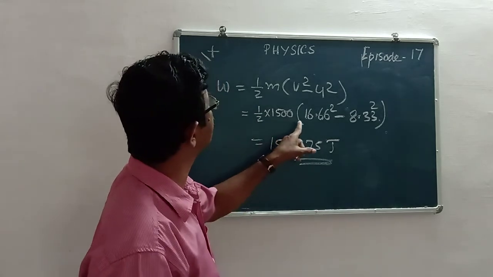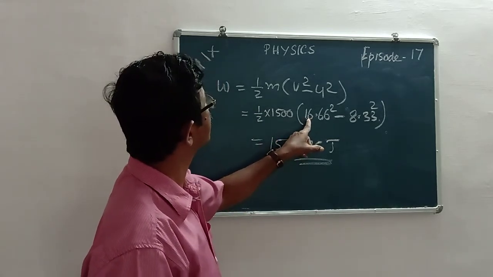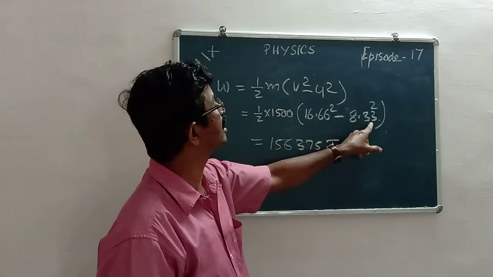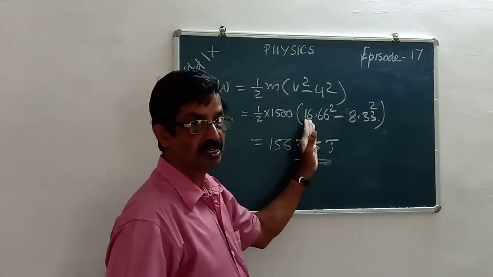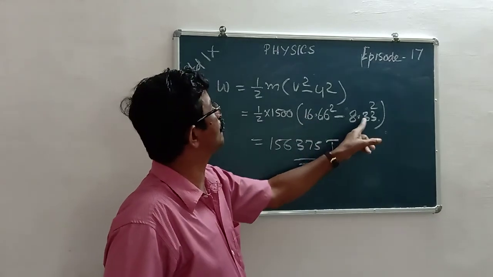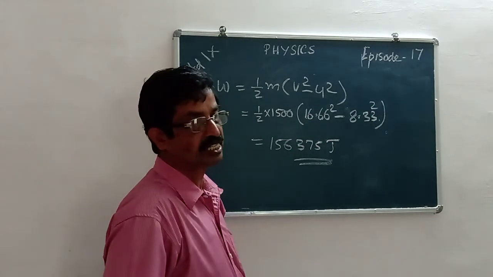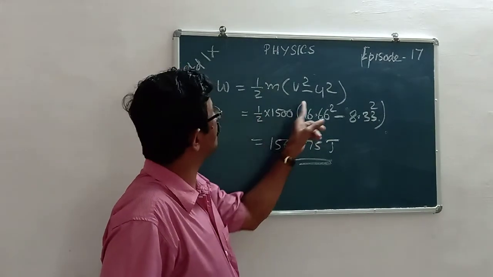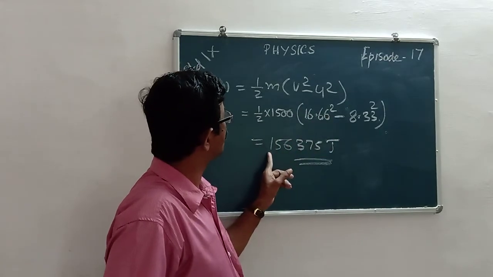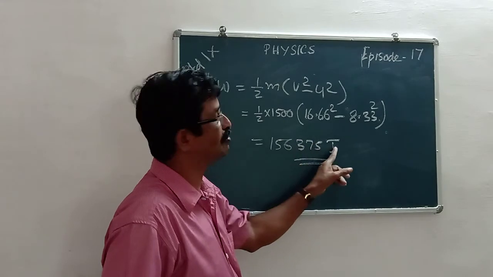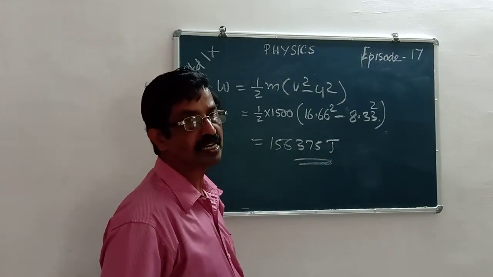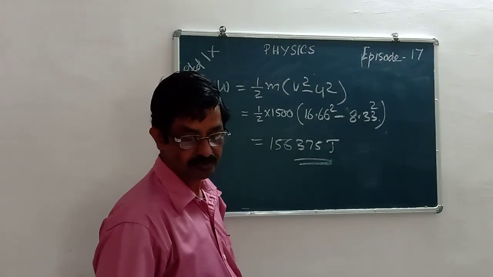Work done is equal to change in energy. That means 16.66 square minus 8.33 square. First you take 16.66 square, from that you subtract 8.33 square. Then you multiply, and you get the value. That means 156,375 Joule is the work done there.